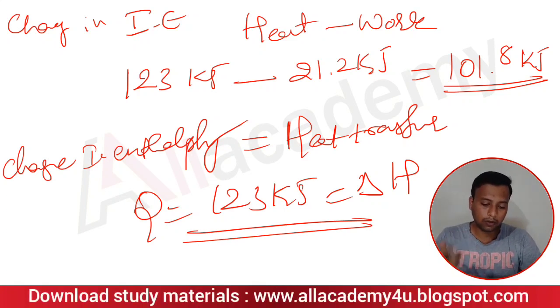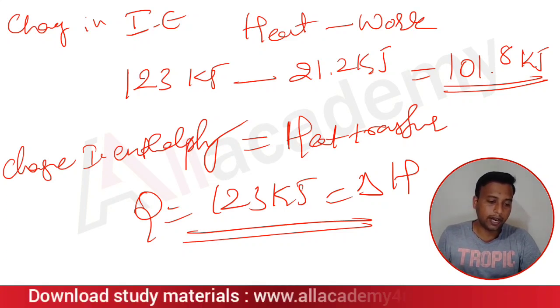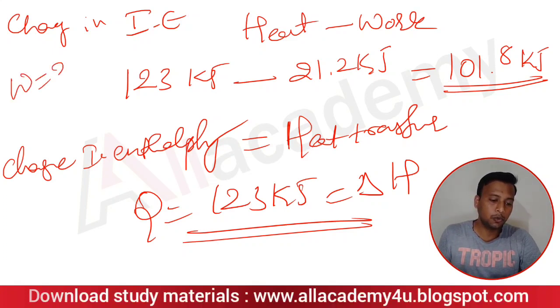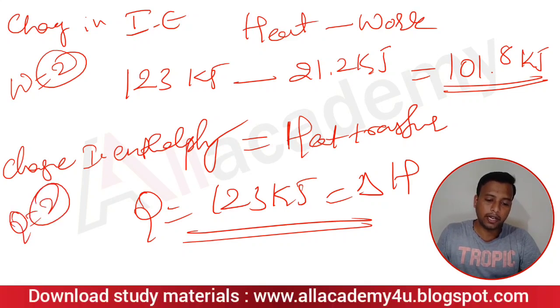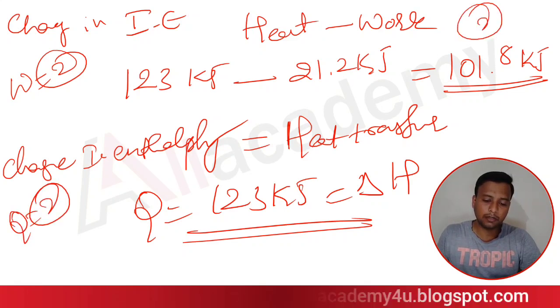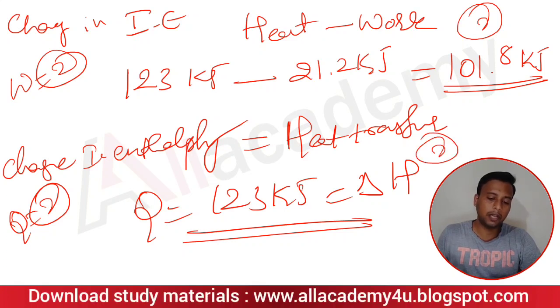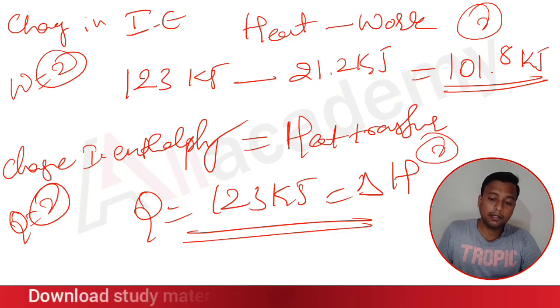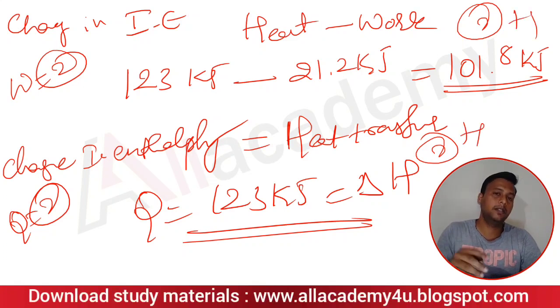Now in this question, how will the marks be distributed? To identify the work done, 2 marks will be given. To identify Q, 2 marks will be given, and to identify the change in the internal energy, 2 marks will be given, and for this one 2 marks will be given. If it is 8 marks, 2 marks each, and if it is for 10 marks, here plus 1, here plus 1. This is how the marks will be distributed in your examination. Hope you understood this question.